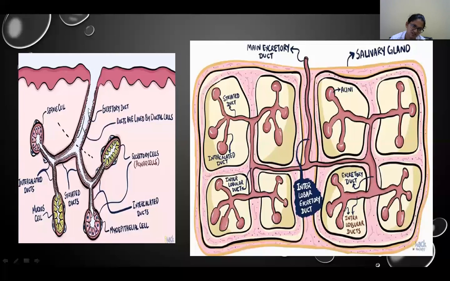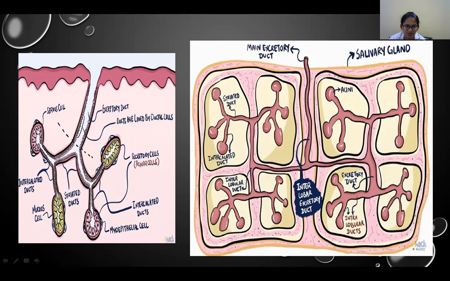See here, this is the main excretory duct. First, we should know about the excretory duct. This excretory duct is divided into striated ducts. These two are the striated ducts. Again, this striated duct will be divided into intercalated ducts. These two are the intercalated ducts. This intercalated duct opens into a serous cell. This is the serous cell or secretory end-piece.